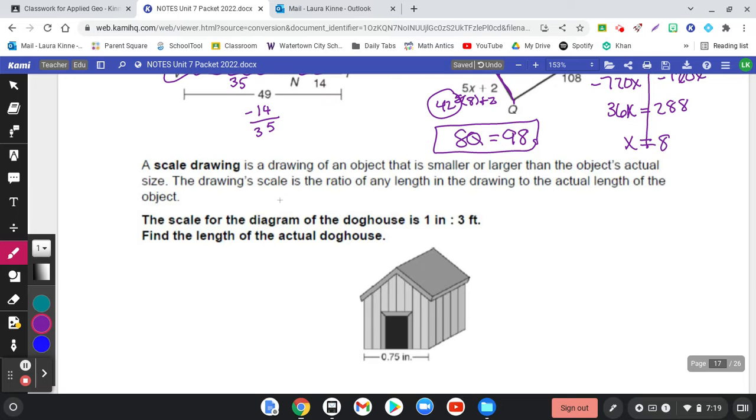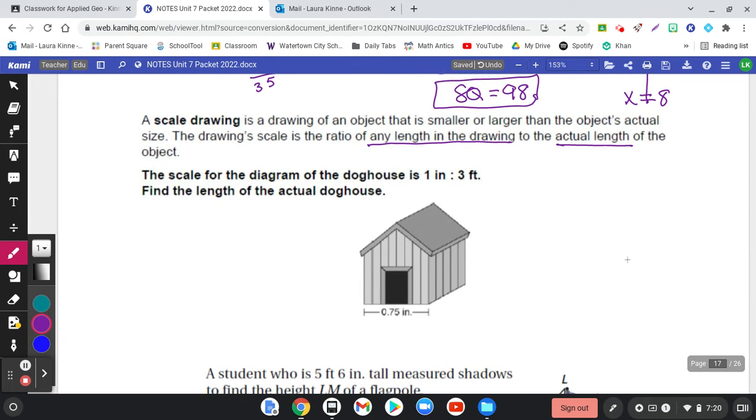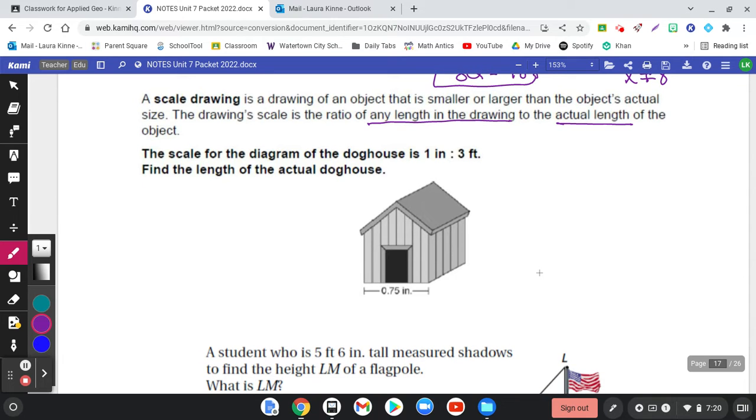Okay, so a scale drawing is a drawing of an object that is made smaller or larger than the object's actual size. The drawing scale is the ratio of any length in the drawing to the actual length. All right, so it's the drawing to the actual, okay, for your scale. Now, this is used a lot if you are going to go into architecture. You're not just going to start building something, you're going to come up with a plan. So in that plan, you're going to need a scale so everything works out properly.